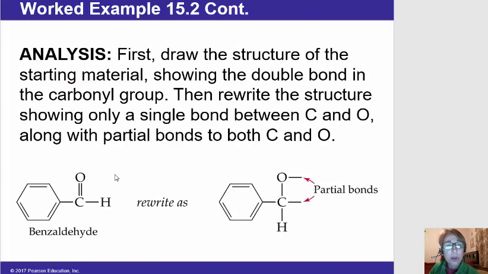So the first thing you want to do is write out the structure of benzaldehyde. And then you want to take this bond right here between the carbon and the oxygen, and bring it up here. So the oxygen still has two bonds, but they're not both bonded to the carbon. And then you also want to draw a bond to the carbon, because now that it's lost that double bond, it still needs 4 bonds. So now carbon has all single bonds, and the oxygen still has 2.